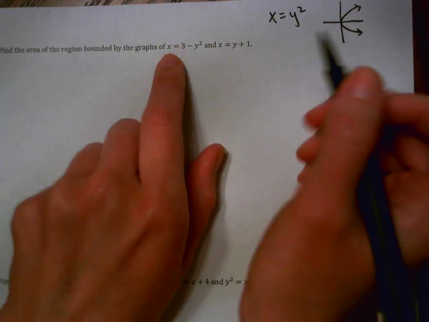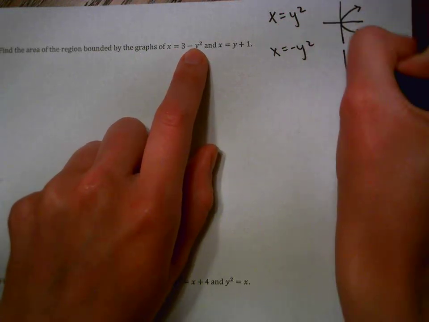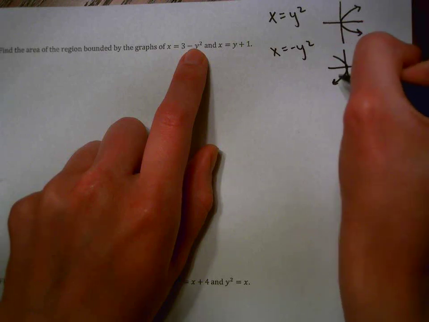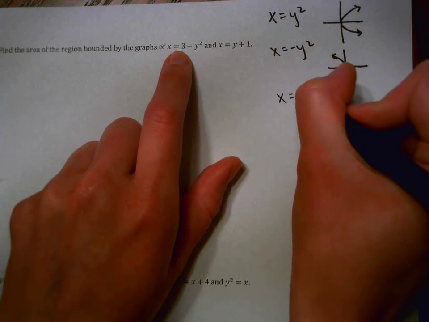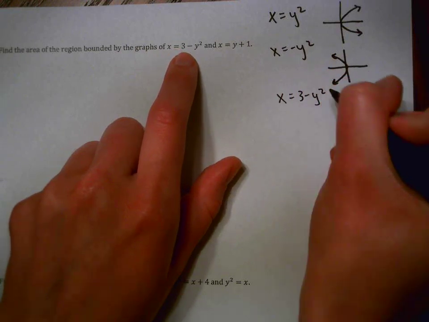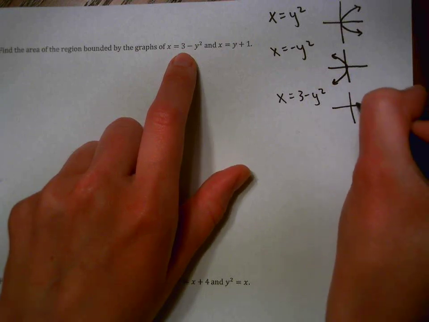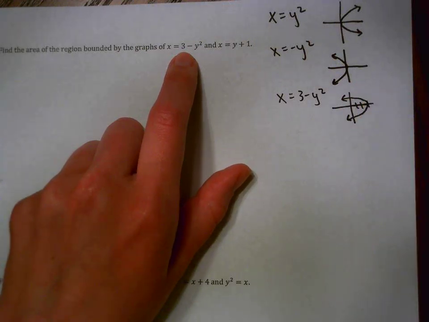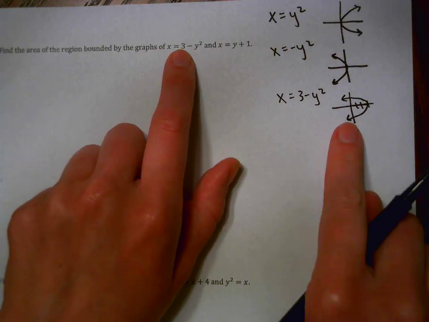But so we know if it's just x equals negative y squared, it would reflect it. And then because of this 3, that's actually going to shift that reflected parabola 3 to the right. It's backwards than your normal transformations. So that is going to be what this graph looks like.